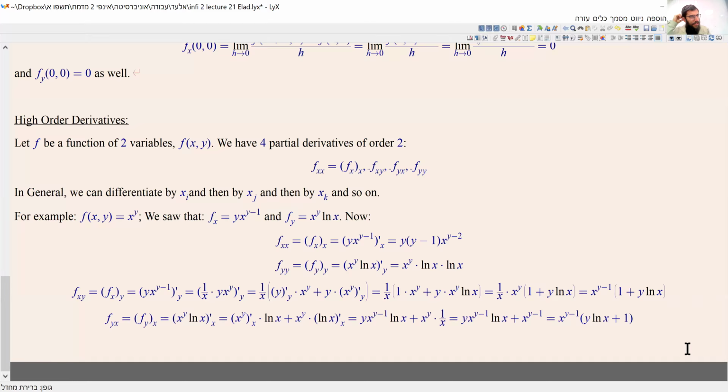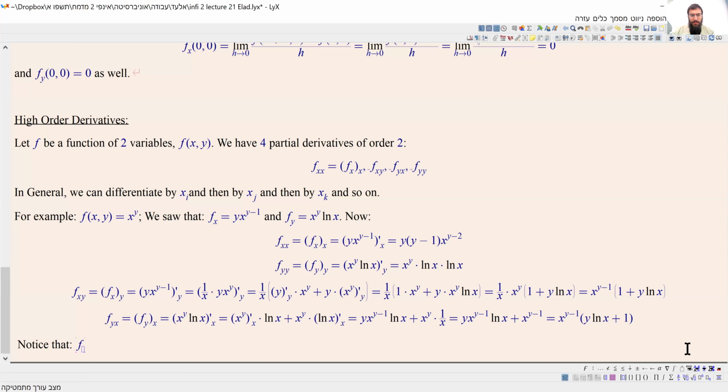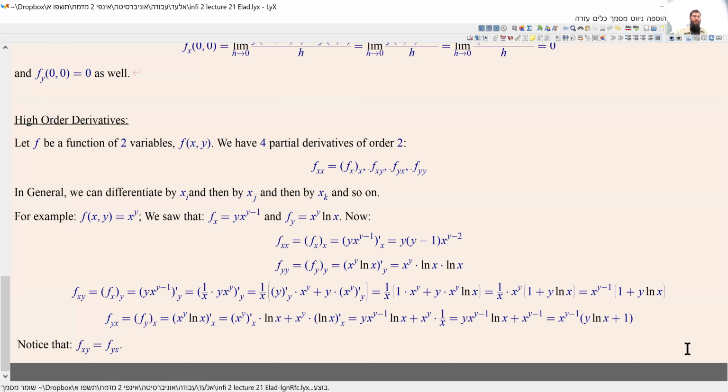So the noticing will continue. fxy and fyx are the same. We got the same derivative, different ways, but we got the same. Notice that fxy and fyx are basically the same function.